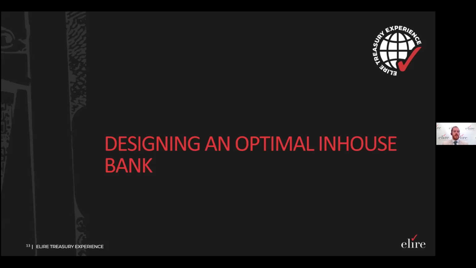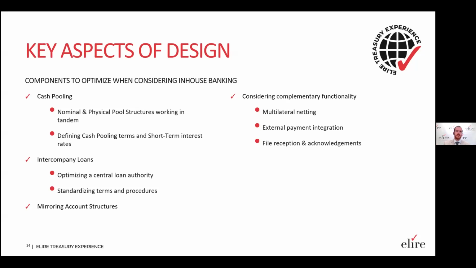So how do we go about designing an optimal in-house banking structure? We've talked about a lot of the key components, the things that are important to an IHB structure, but how do we really go about understanding how our organization is going to benefit from this, the things that we need, the things that we even want to really make this scalable and something that can be maintained for a long period of time to come.